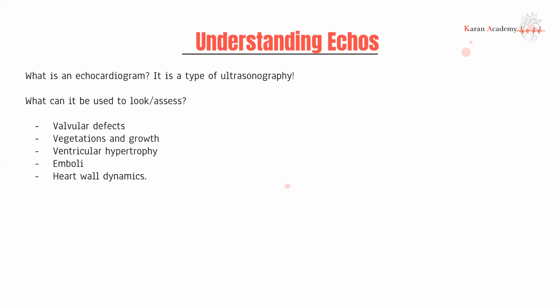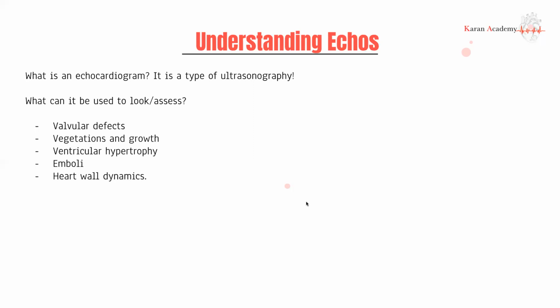We can look for valvular defects, so our stenoses and our regurgitations. We can look for new vegetations and growths, specifically with infective endocarditis and rheumatic heart disease. We can look for ventricular hypertrophy with LVH, RVH, measure the thickness of the walls, measure the cardiac output, measure the ejection fraction. We can look for emboli with atrial fibrillation. We can look for heart wall dynamics to look for areas of hypokinesis, typically indicating a past infarction to that area. We can do a lot of them.